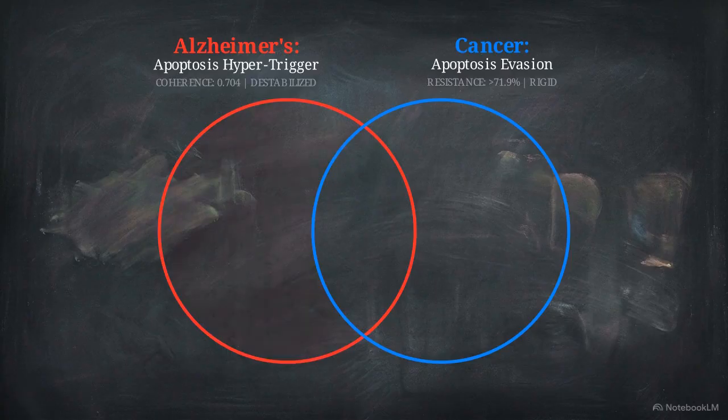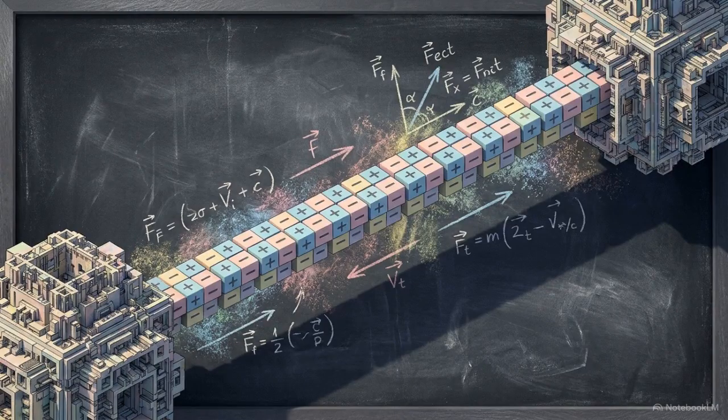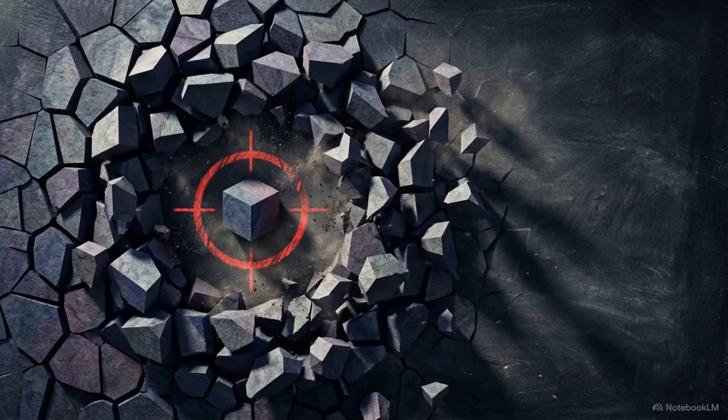On the left, Alzheimer's disease, characterized by an overactive apoptosis or cell death trigger. On the right, cancer, which actively blocks apoptosis to survive. By calculating explicit Coulombic pair partitions, the exact electrostatic charge interactions across a DNA sequence, the engine calculates a mathematical bridge between oncology and neurodegeneration. The ultimate objective of this framework is to analyze the quantum state collapse of a metastatic cancer cell to expose a highly specific, deterministic target.